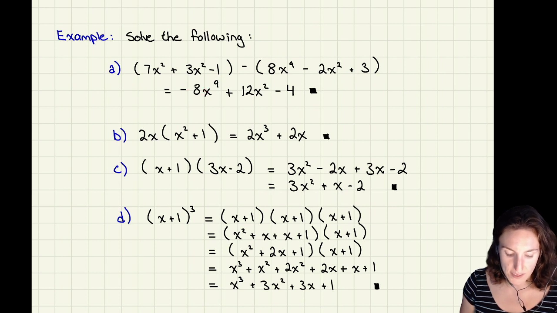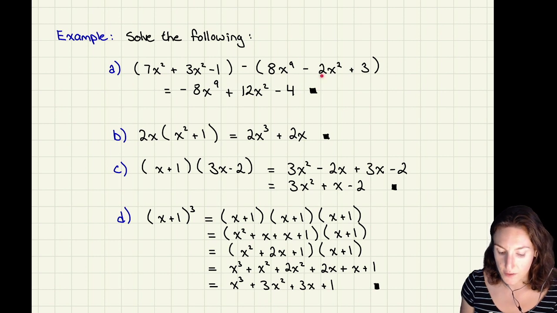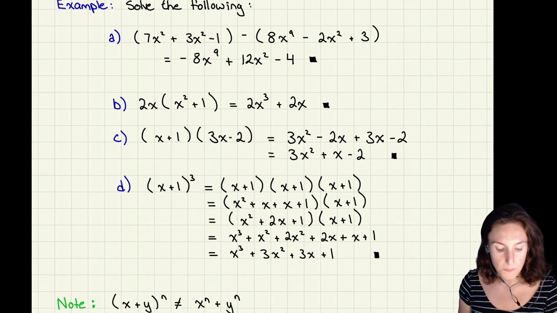I have an x squared here, an x squared here, so that's 10x squared. I also have an x squared here. Careful about the minuses though. So I have 7x squared plus 3x squared plus 2x squared, so I have 12x squared. And then I have a constant term here and here, minus 1 minus positive 3, so minus 1 minus 3 to give me negative 4.